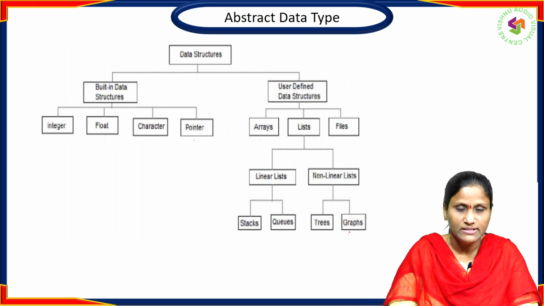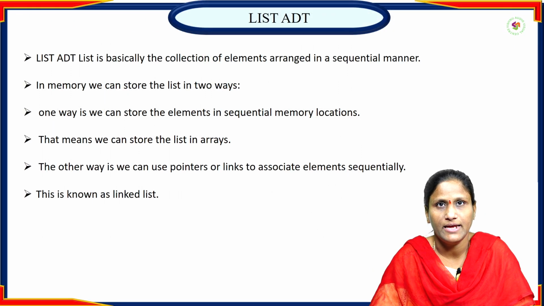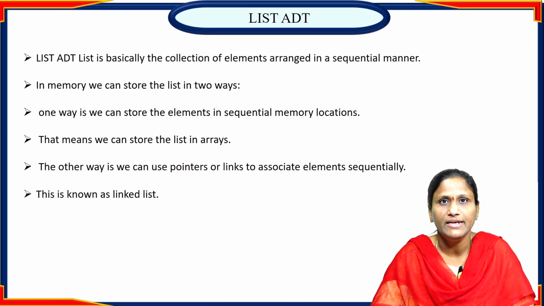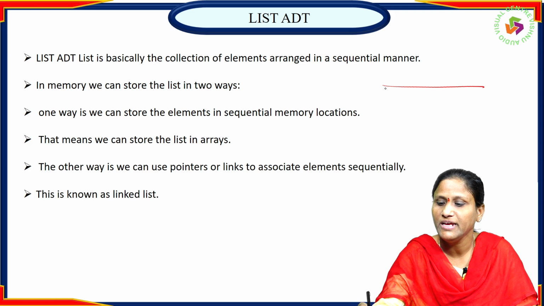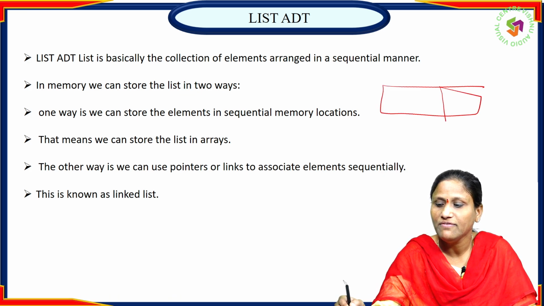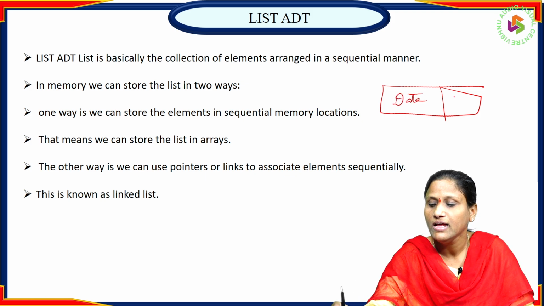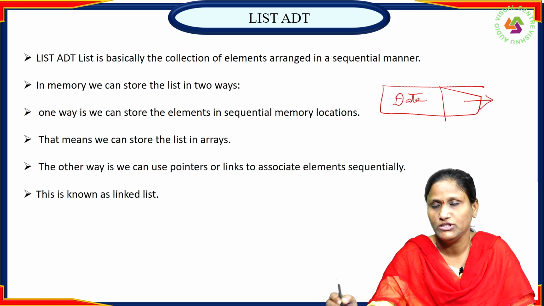And now let us discuss what is list ADT. List ADT is nothing but here we are discussing the linked list. A linked list consists of two fields. One is data, and the next field is the pointer to the next node.